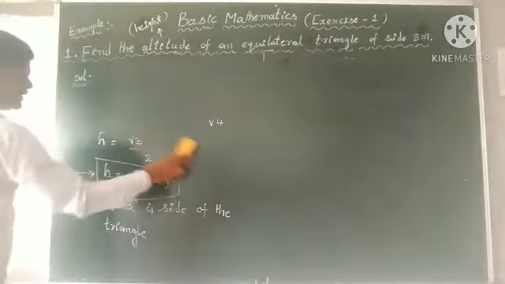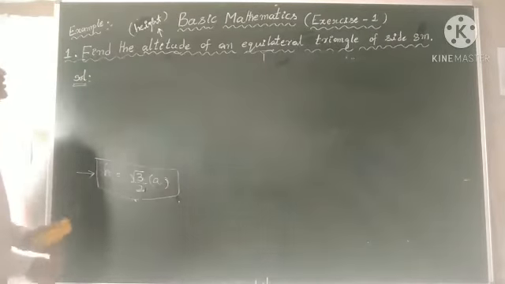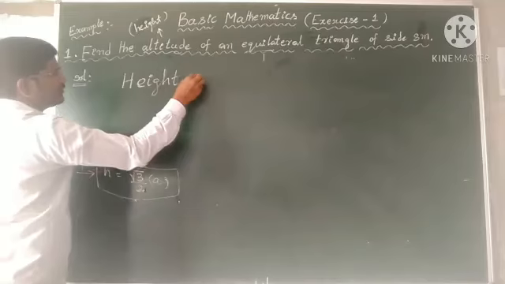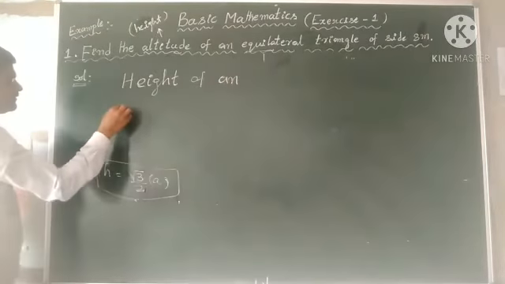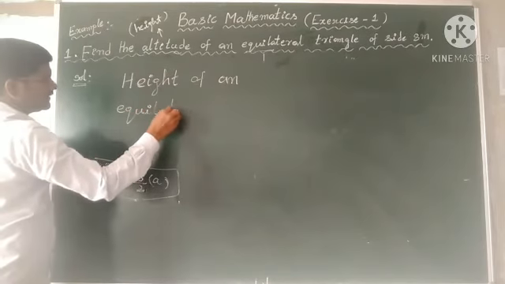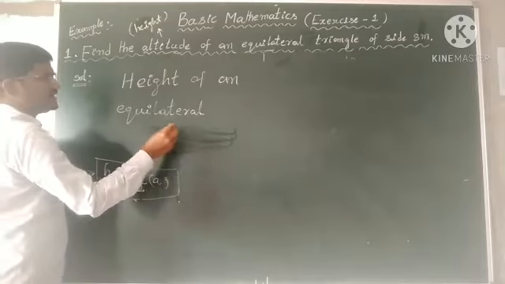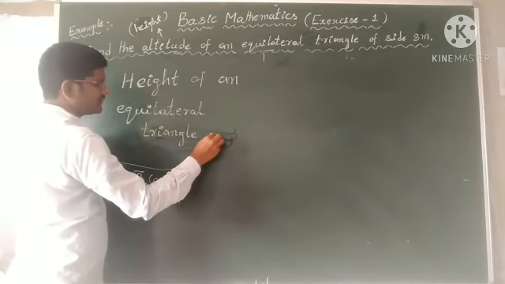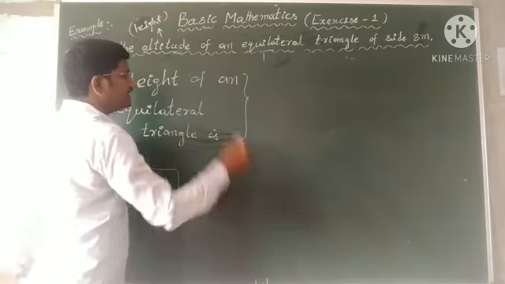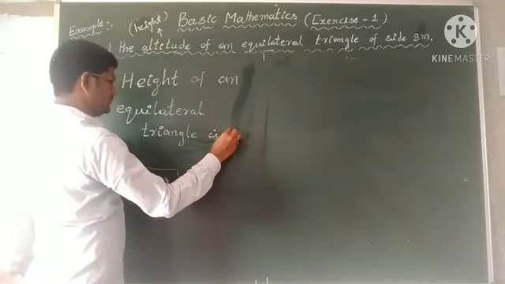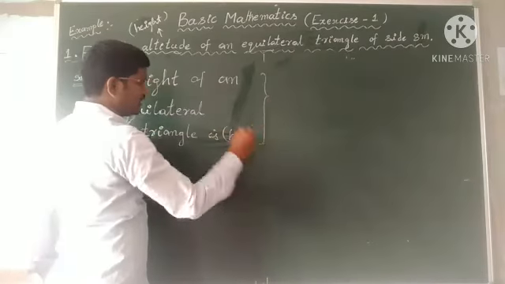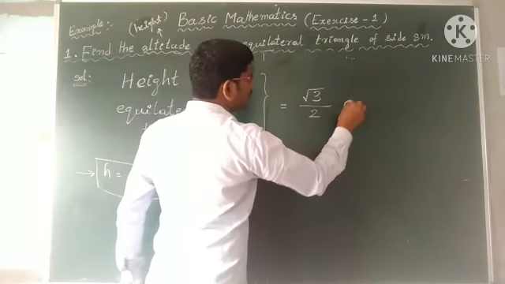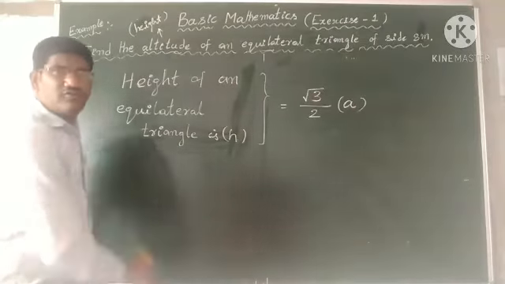So see students, we have derived the height of an equilateral triangle. If you call it h, that h value we have derived just now is root 3 by 2 into a, any one side of the triangle. That is our formula, we got it, students.